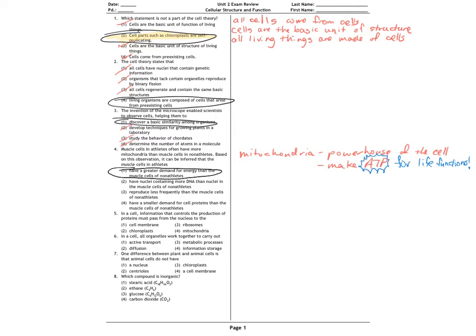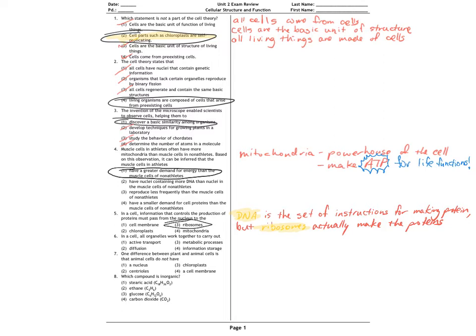All right, number 5. In a cell, information that controls the production of proteins must pass from the nucleus to the... So while we know that it's actually the ribosomes that make the proteins, we also can say that DNA is the set of instructions that the ribosomes read to make the proteins. So the nucleus and the ribosomes are very connected in this way. So I think that our best answer in this case is that information passes from the nucleus to the ribosomes.